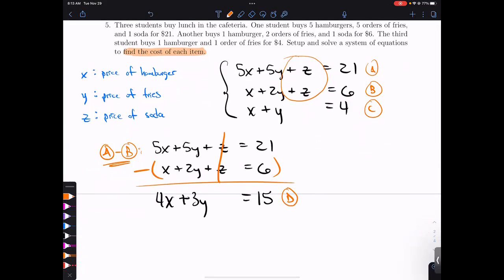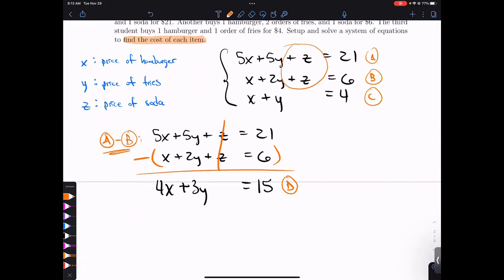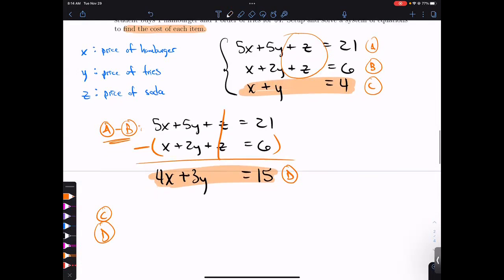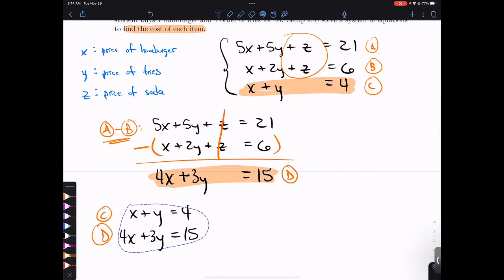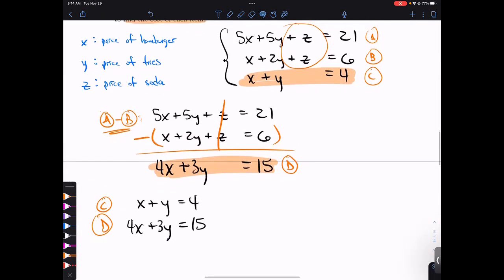So, again, call that D if you want, but we've got an equation there that's in terms of just x and y. You've got another equation here that's just in terms of x and y. So if I take those aside and think of that as a 2x2 system, x plus y equals 4 and 4x plus 3y equals 15. Now we're basically doing what you just did, right? Solving a 2x2.